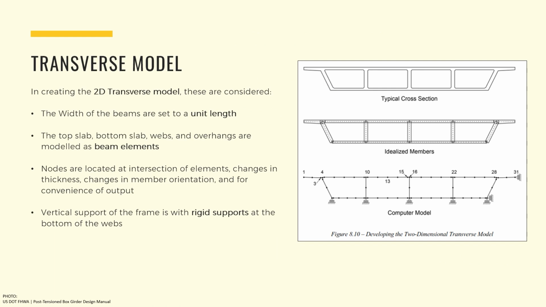In creating the transverse 2D model, the following are considered. First, the width of the beams are set to a unit length. Next, the top slab, bottom slab, webs, and overhangs are modeled as beam elements. Next, nodes are located at intersection of elements, changes in thickness, changes in member orientation, and for convenience of output. Lastly, vertical supports are considered at the bottom of the webs.